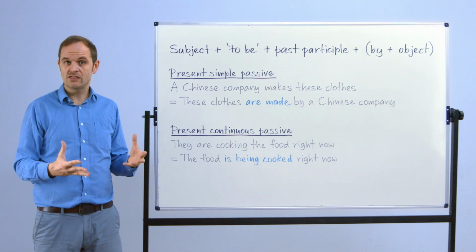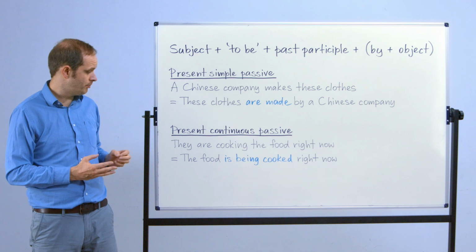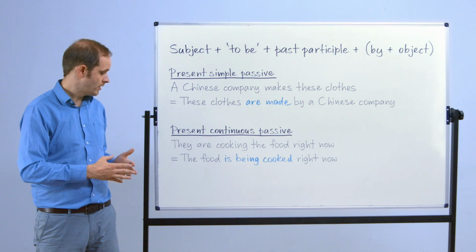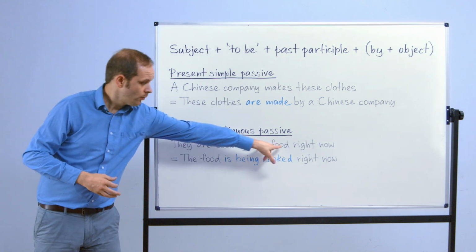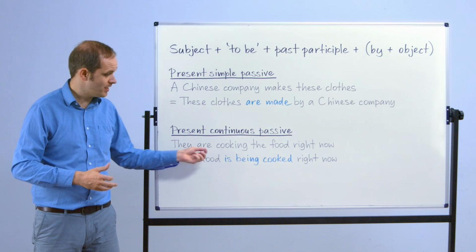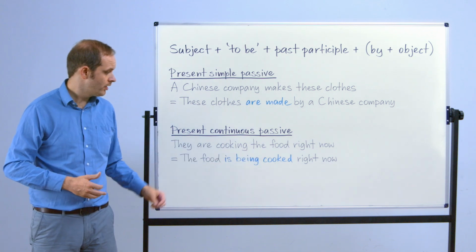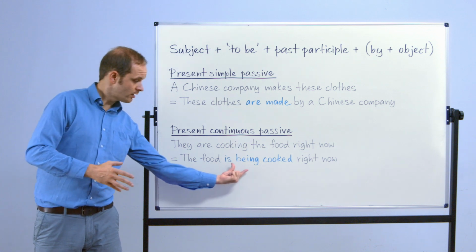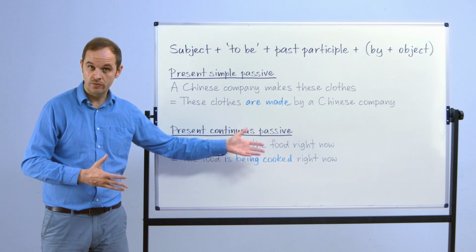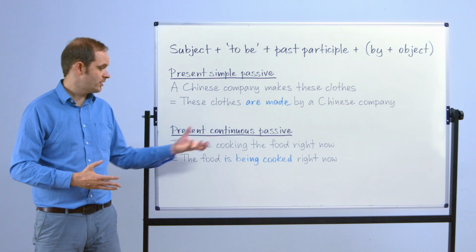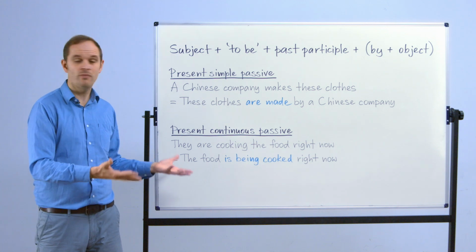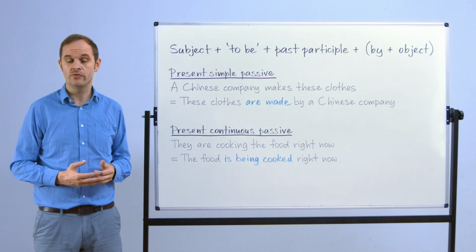So we can also use the passive voice with the present continuous. For example, active sentence, they are cooking the food right now. Then again, we change things around. We move the object to the subject. And the passive voice sentence becomes, the food is being cooked right now. So in the present continuous passive, the form of to be is plus being, followed by the third form of the verb. Now this time we haven't included who's doing it, because in this sentence, it's not important or not particularly useful information to include.